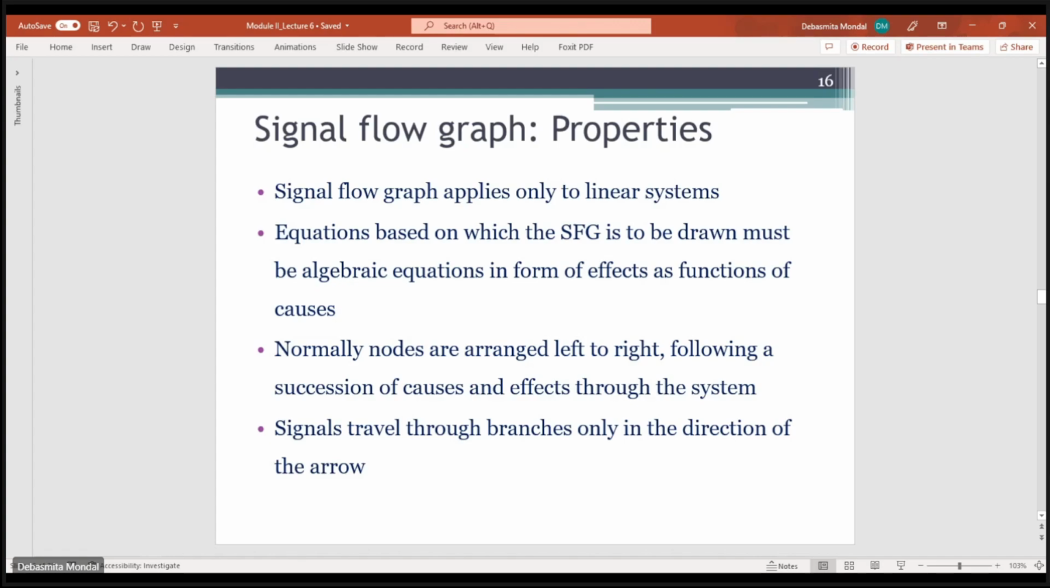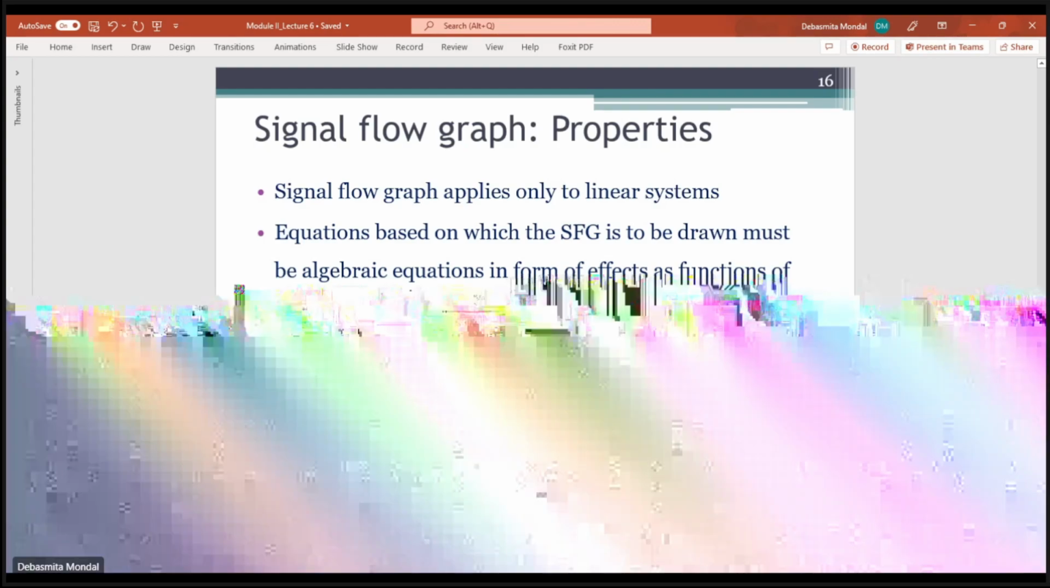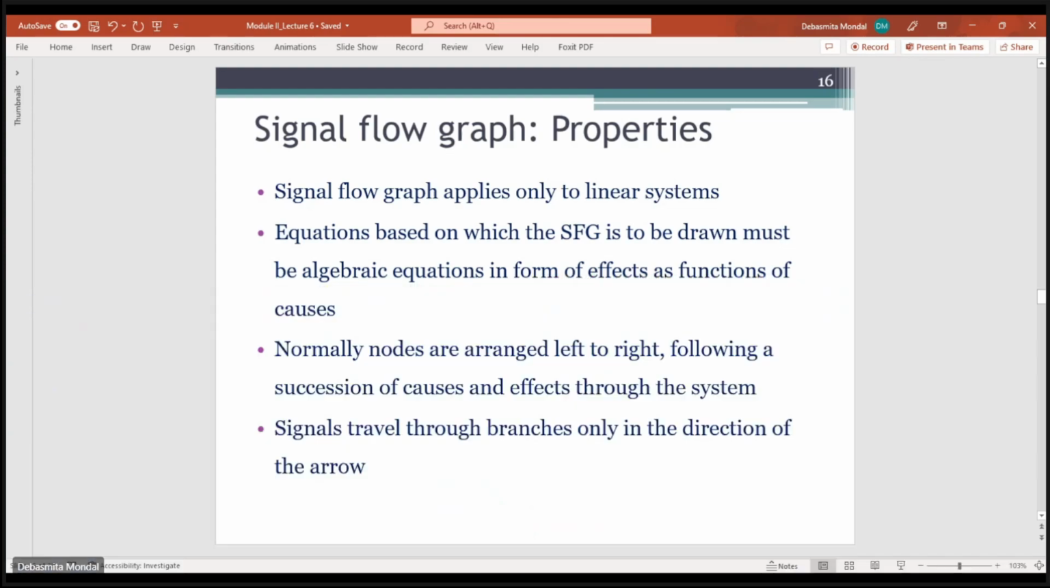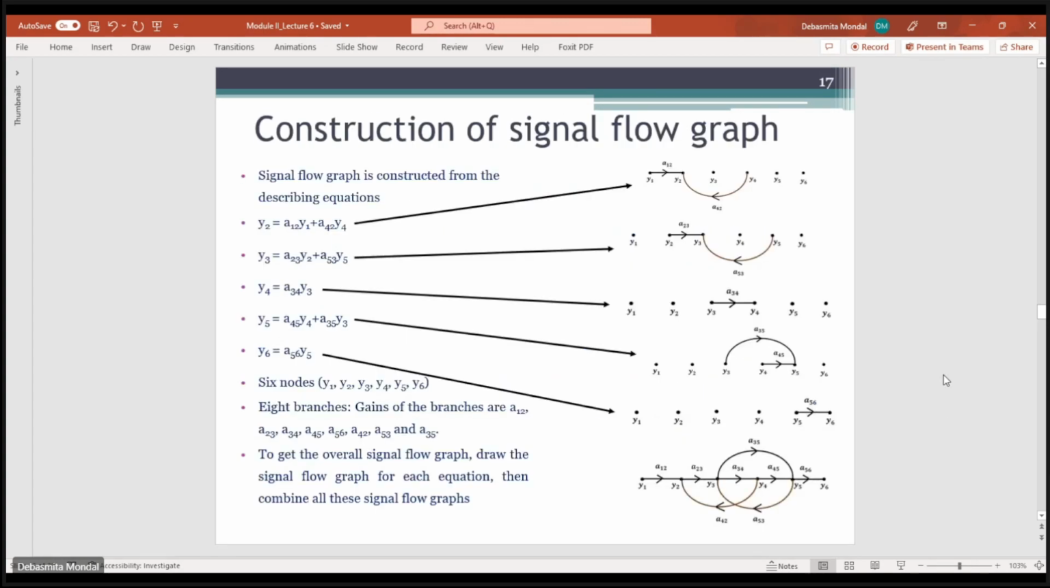Also, signals travel through branches only in the direction of the arrow provided. If the arrow goes from left to right, the signal will always travel from left to right. If the arrow is in the other direction, the signal will move in the other direction. Now let's see how to draw a signal flow graph.